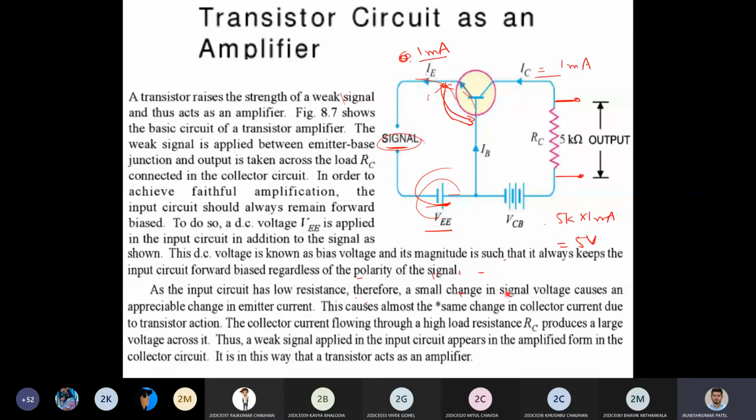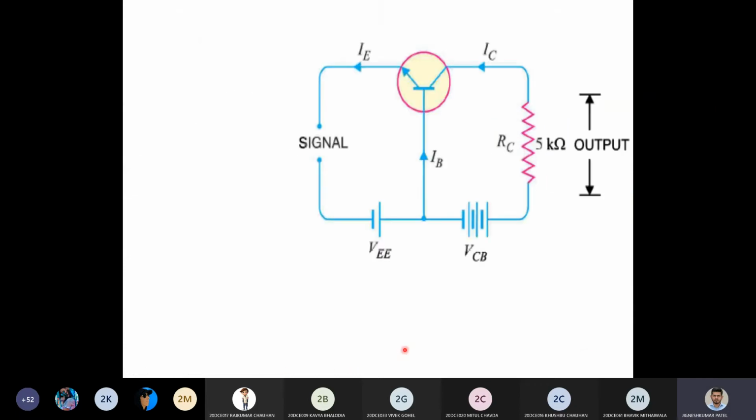Therefore, a small change in signal voltage causes an appreciable change in emitter current. This causes almost the same change in collector current due to transistor action. The collector current flowing through a high load resistance RC produces a large voltage across it. Thus, a weak signal applied in the input circuit appears in amplified form in the collector circuit. It is in this way that a transistor acts as an amplifier.